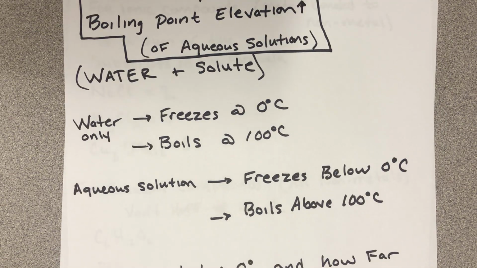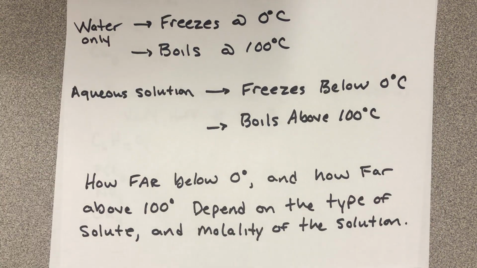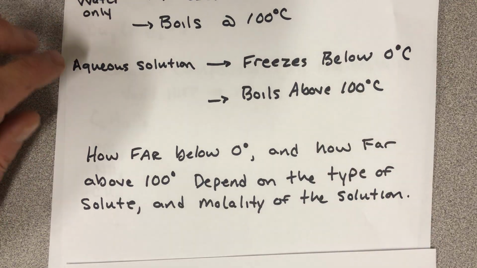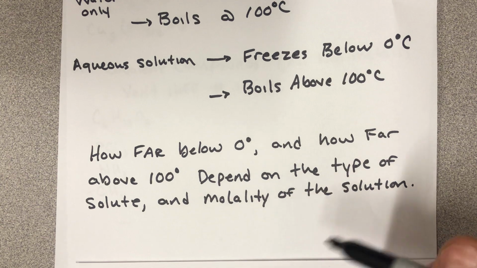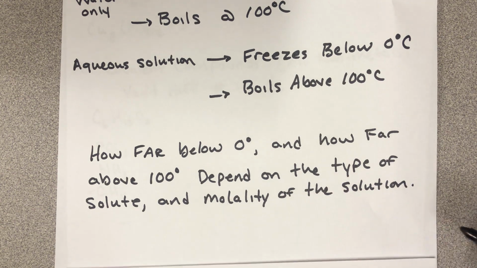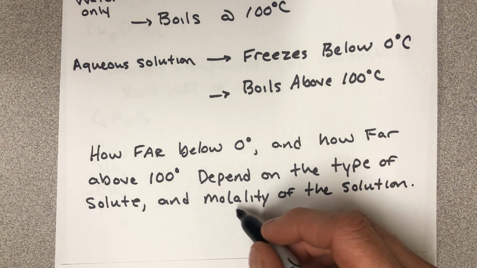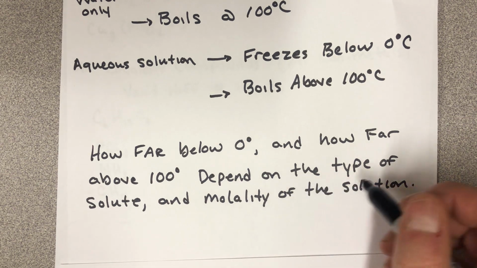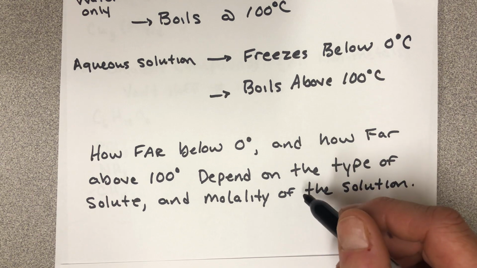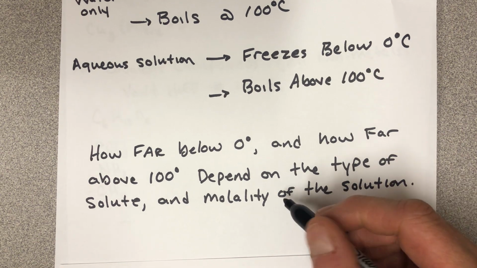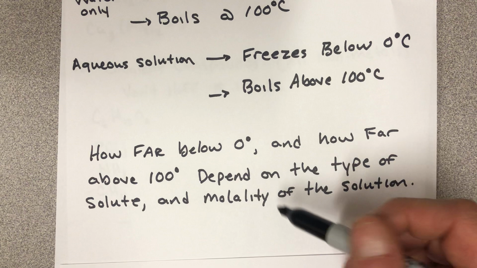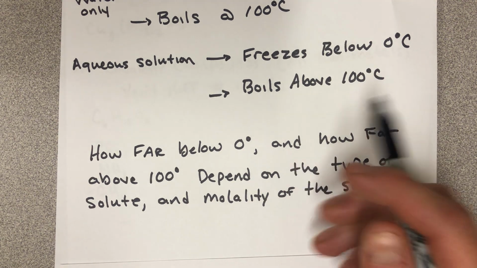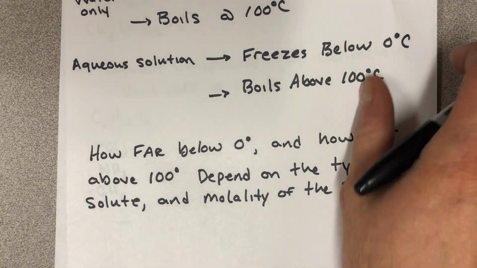Okay, so how far below 0 and how far above 100 depend on the type of solute that's in the solution and the molality of that solution. And remember that molality is the concentration that we're going to use because we've got a temperature that's very clearly going to be changing, and we want to be able to have a consistent concentration, and molality will not change with temperature like molarity does, okay?